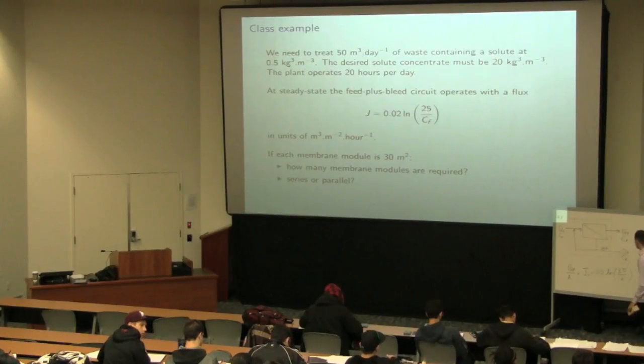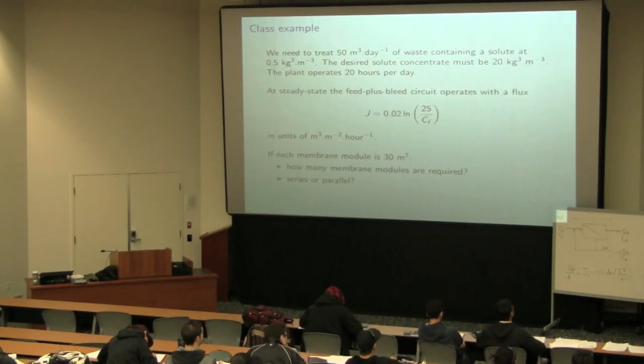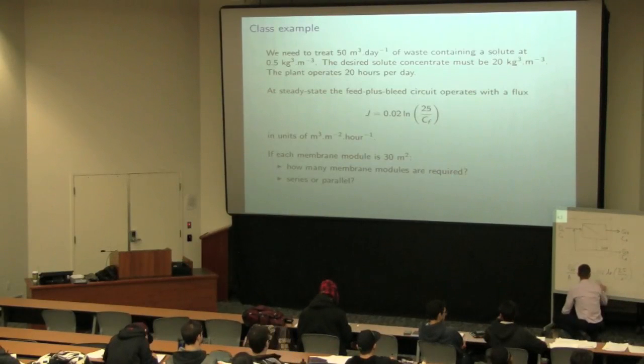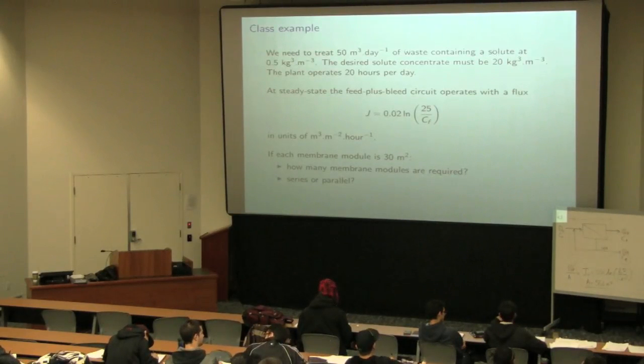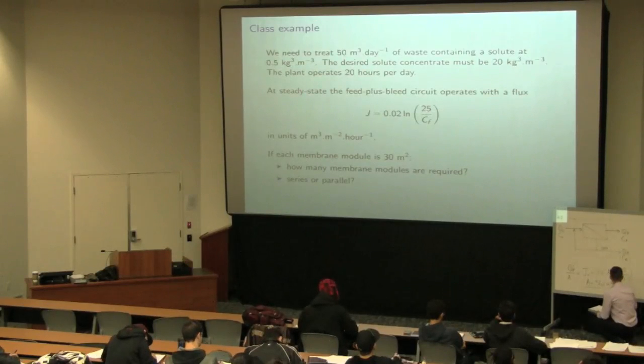So I can now solve this equation for A because I know QP and I know CR. I've calculated CR up here. Oh, sorry, CR is given. I should say CR is the desired outlet concentration. And solving that then for A gets you 546 meters squared of surface area required. And then we can calculate the number of membrane modules needed. So if we've got 30 meters squared per module, we would need 18.2 modules.